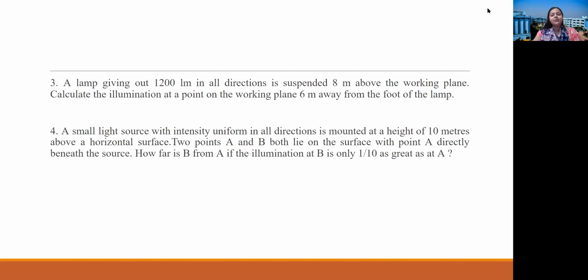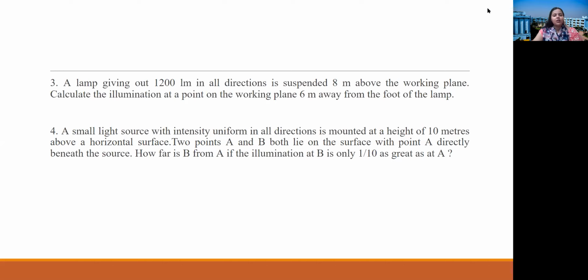Now 8 meter and 6 meter. 8 meter is the length of the right angle triangle and 6 meter is the base of the right angle triangle, and from these two we can have the hypotenuse, and that particular hypotenuse will give us the value of D. Once we have D, our base, and our length, we can find theta. So in the formula E equals I by D square cos theta, we can find out each element, and by putting all these elements we can get the illumination.